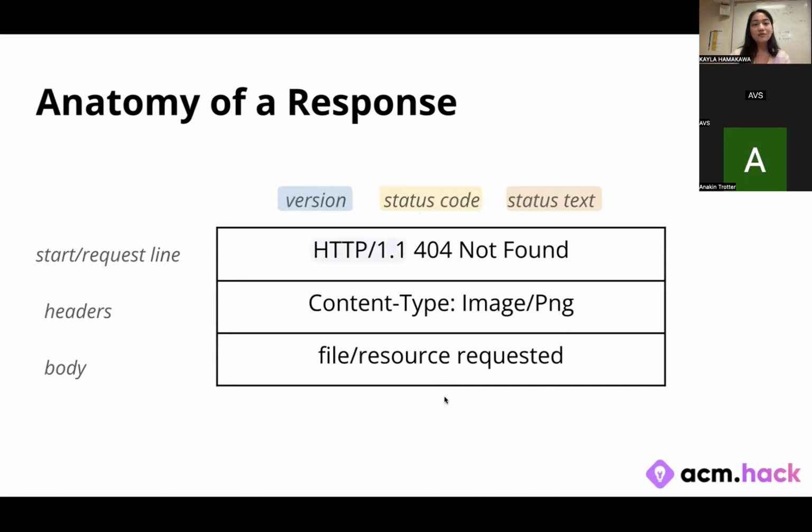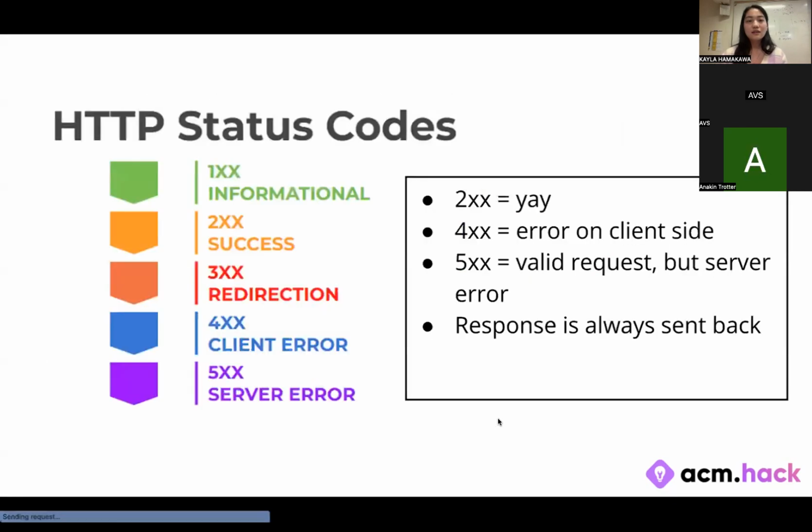And a response, again, is pretty similar. The start line starts with the version. It then has a status code, and the status code indicates how well the server did. I'll talk about the specific status codes in the next slide. And the status text is how you should interpret this code. So in this case, it's not found. And then again, it has headers for information and a body. Since in this example we're using a GET method, the body has the file or resource that you requested. And like I promised, here are the different types of status codes.